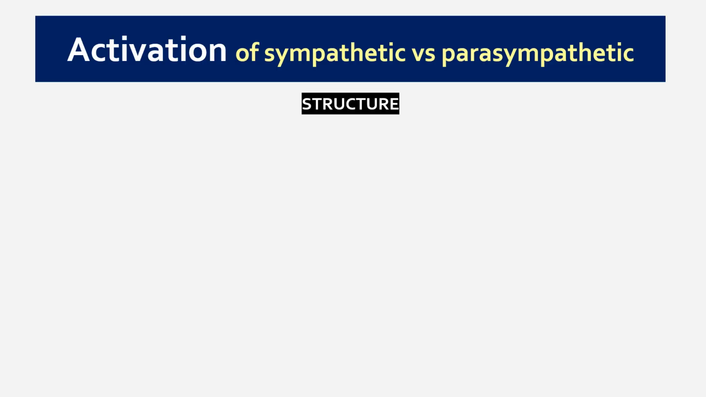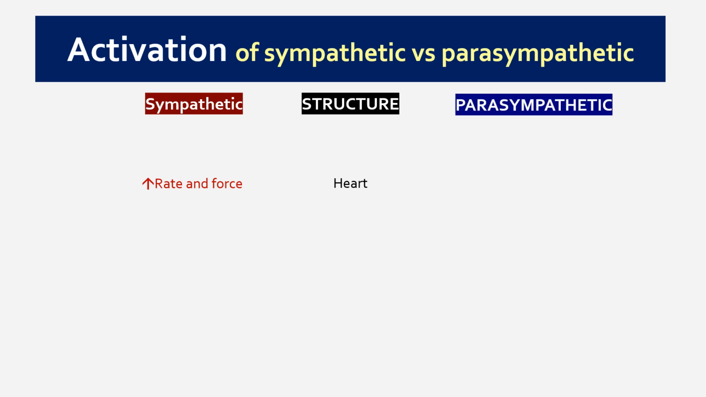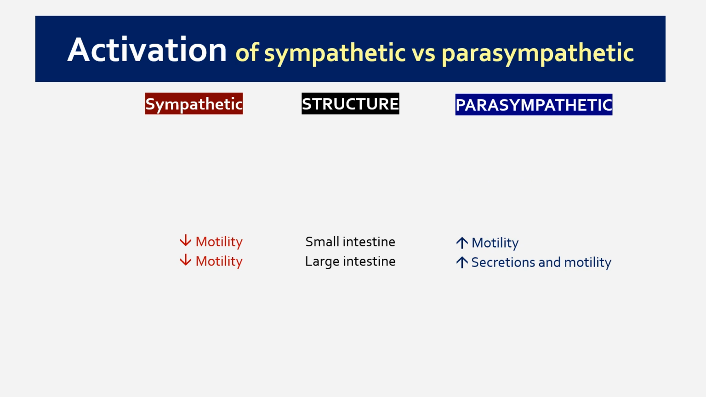We've got some structures. Let's give you one example to start with, which is the heart. When the sympathetic system is turned up, that generally results in an increase in heart rate and contractile force. When the parasympathetic system is turned up, that generally results in a decrease in heart rate and a decrease in contractile force.